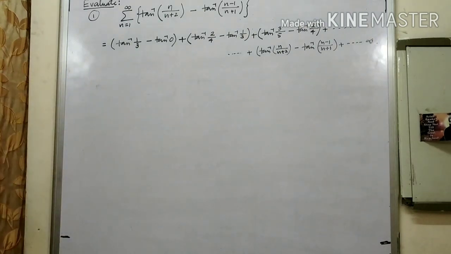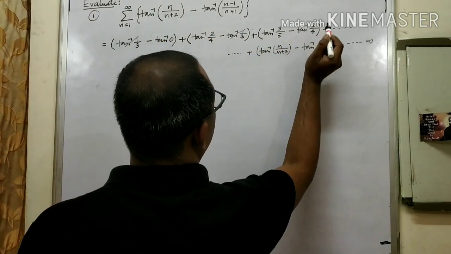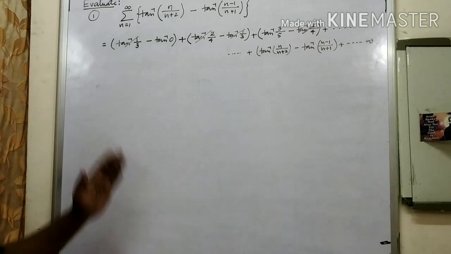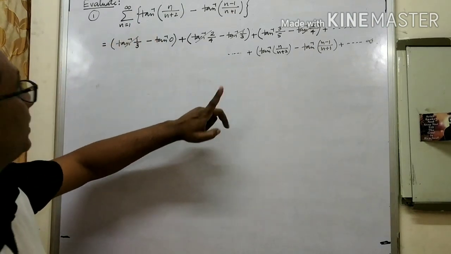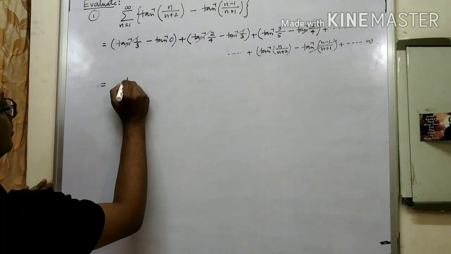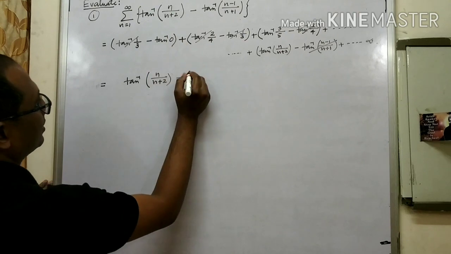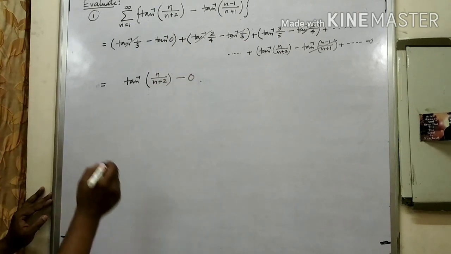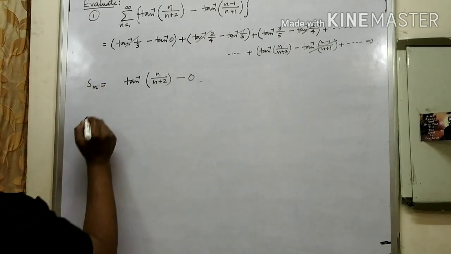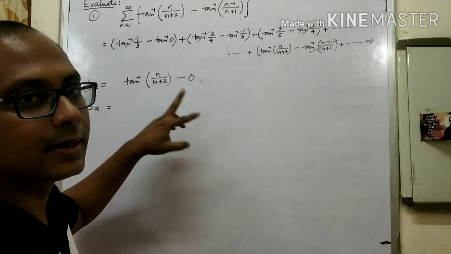Now if we observe carefully, we will find that these terms get cancelled. Tan inverse of 2 by 4, tan inverse of 2 by 4, and this keeps on going cancelled. So ultimately we will be left with only this term. This term will be cancelled with the term before that. So we will be left with tan inverse of n by n plus 2 minus tan inverse of 0, that is 0. So this one we can consider as Sn. Now we need S infinity. S infinity can be found using the limit n tending to infinity.